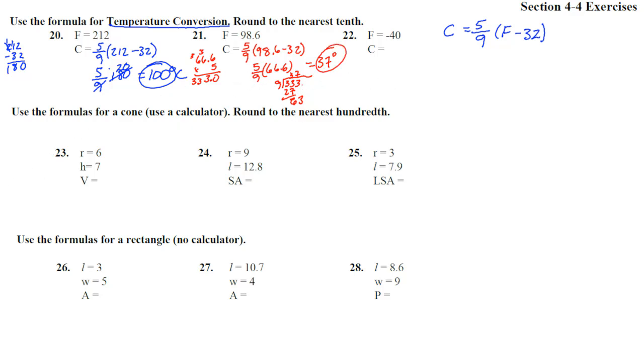Okay, the next one, we get Celsius equals 5/9 times negative 40 minus 32. Negative 40 minus 32, they're both negative, so they add together to negative 72. So 5/9 times a negative 72. Hey, divide by 9, and we get a negative 8 here. 5 times negative 8 equals a negative 40 degrees Celsius. Hey, negative 40 Fahrenheit, negative 40 Celsius. They are the exact same thing. That's pretty cool.